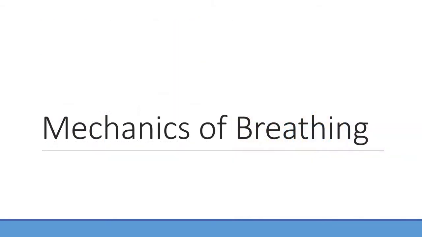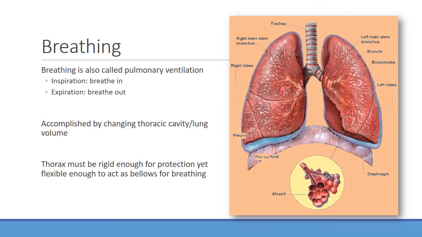So, mechanisms of breathing. You guys are all great experts at it, right? This is also called pulmonary ventilation. We mentioned inspiration, breathing in, and expiration, breathing out. Basically, it's achieved by changing the thoracic cavity and lung volume. So you can talk about the muscles that are involved with that. We'll talk about that more in detail. Basically, the thorax has to be rigid enough to provide protection for the lungs, and also flexible enough to allow changes in breathing, right?